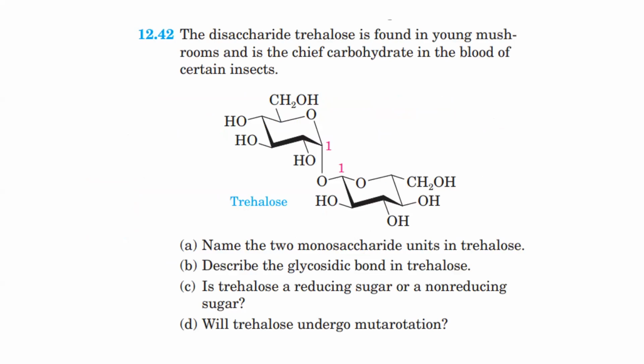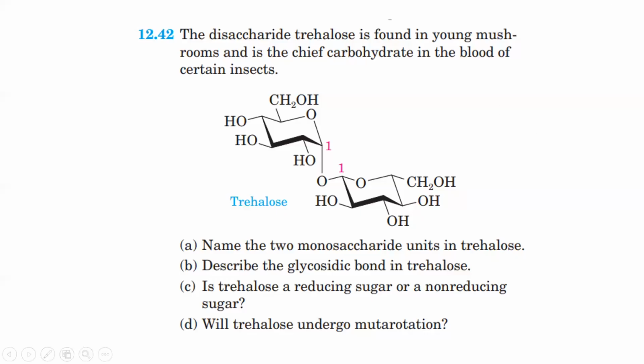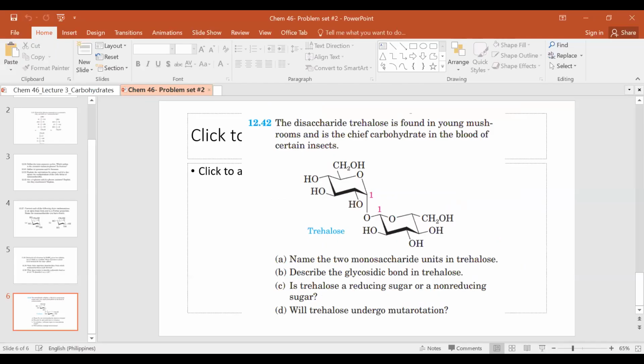So here is a trehalose. It's found in young mushrooms and is the chief carbohydrate in the blood of certain insects. Name the 2 monosaccharide units. Describe the glycosidic bond. I think we have already discussed that one before, but anyway, this is part of the question. So that ends. You can practice this before you take the exam on Friday.